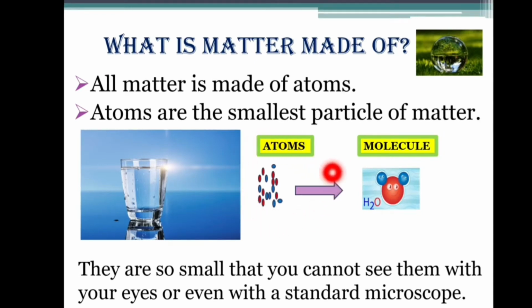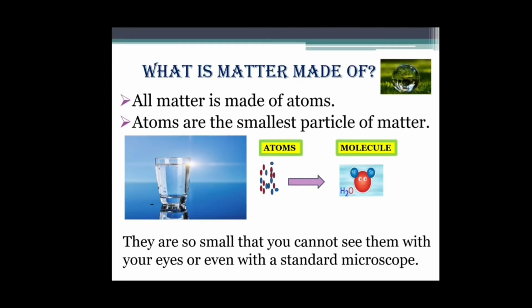A group of atoms bond together to form a molecule. Examples of molecules are oxygen, chlorine, and water. They are very small. We cannot see them with our eyes or even with a standard microscope. What is a standard microscope? An optical instrument having a magnifying lens for inspecting objects that are too small to be seen. Even using that kind of instrument, we cannot see atoms.